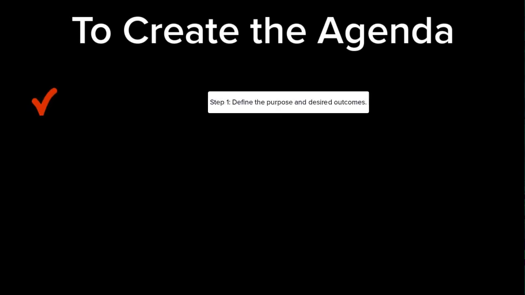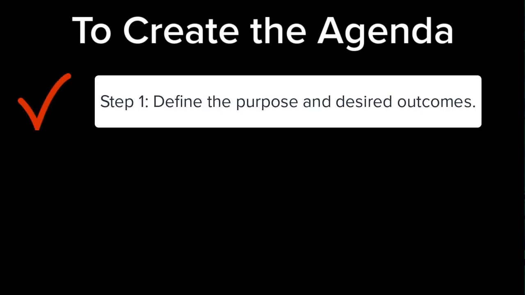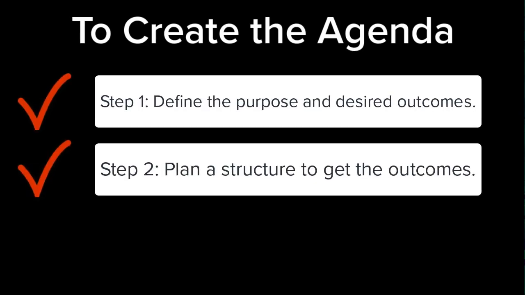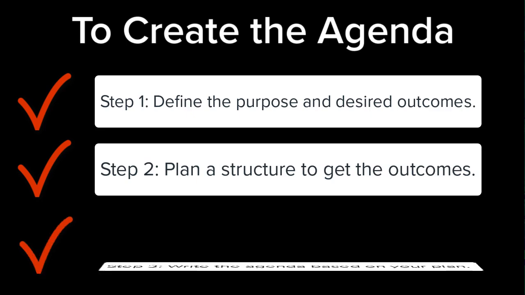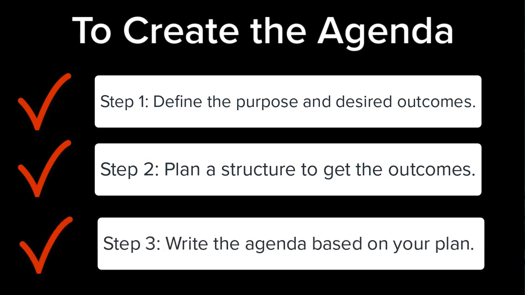Instead, you're going to clarify your meeting's purpose and desired outcomes and plan a strong meeting structure that will help your group think together and get those outcomes. And then you're going to write the agenda based on that structure, which you'll share with the group in advance. Let's take a look at some examples.